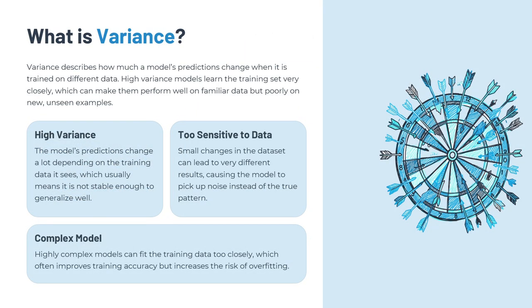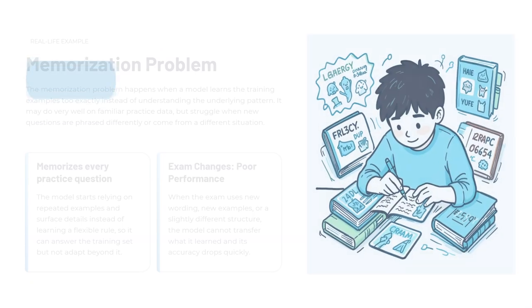Now let's understand what variance is. Variance is a measure of how sensitive a model is to training data. A high variance model learns very small details, including noise and random patterns. It performs extremely well on training data and struggles with new data. Think of a student who memorizes every answer from a practice test without understanding the concept. If the exam questions change slightly, they get confused. This is called high variance.